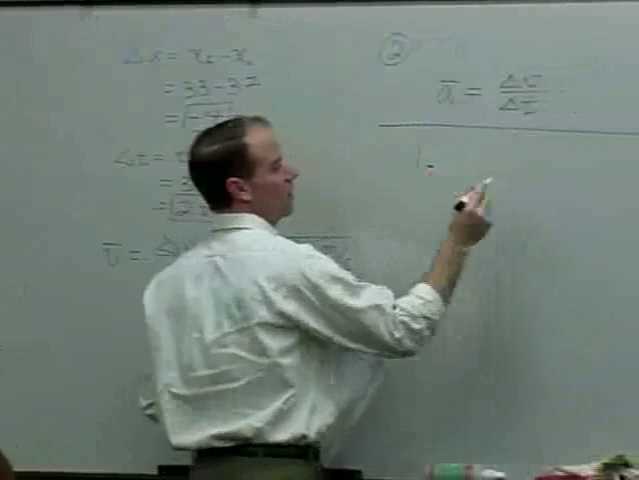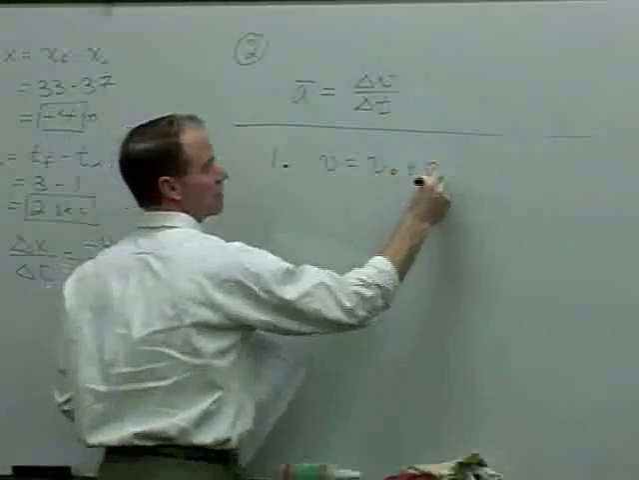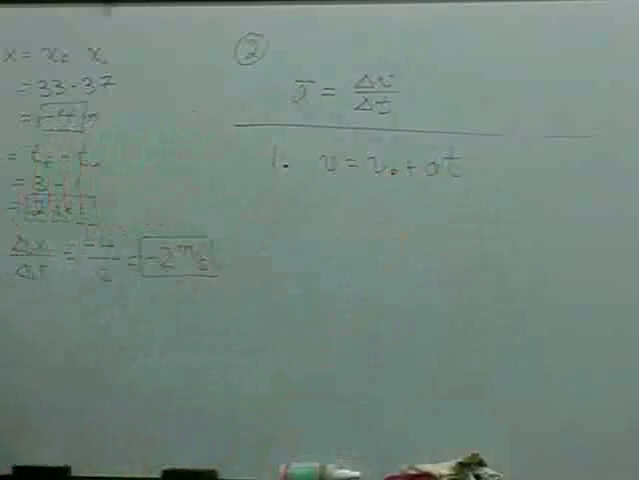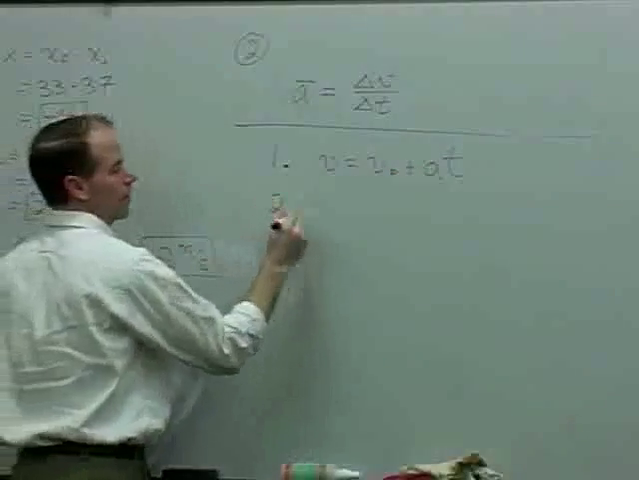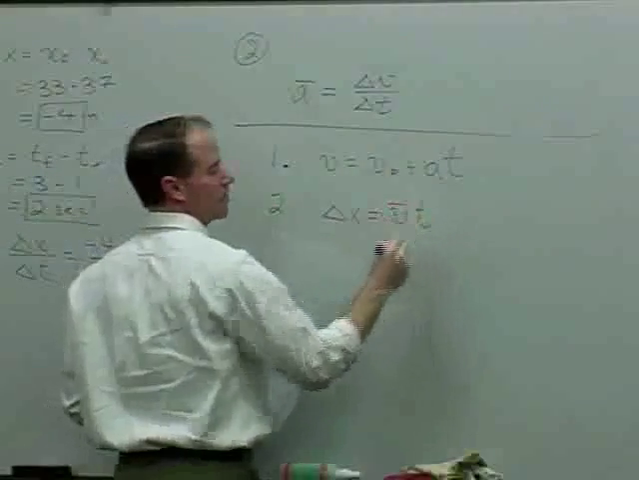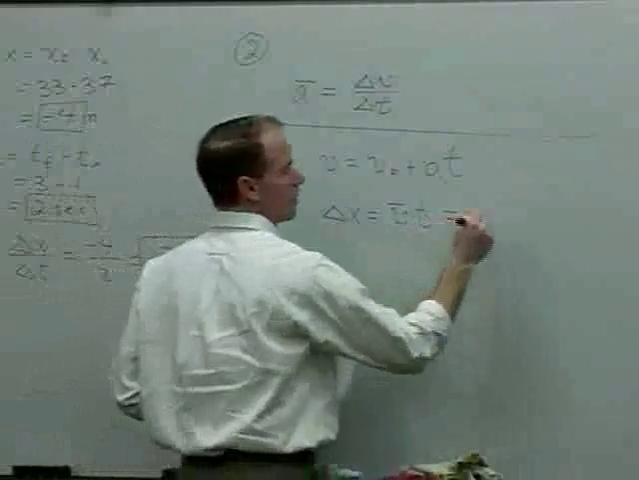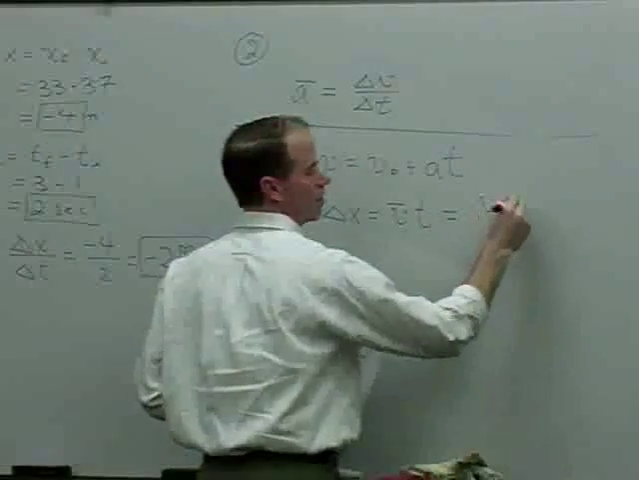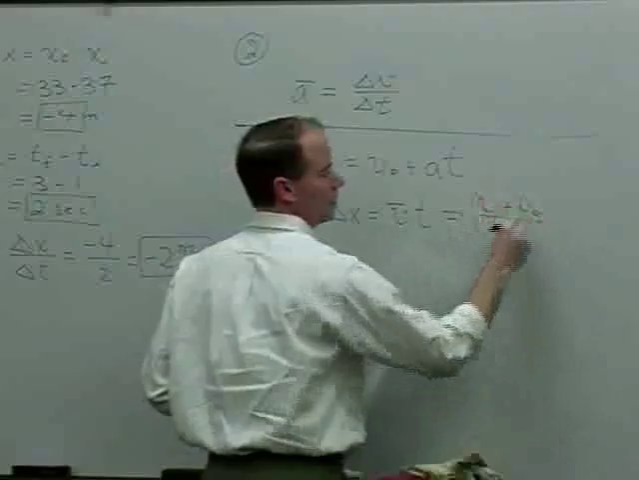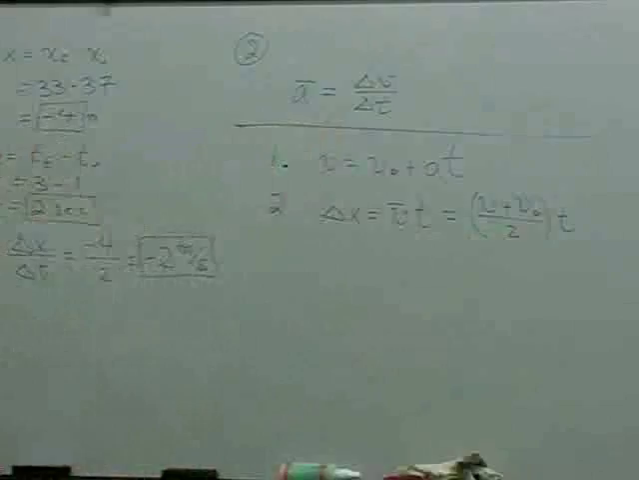First one was final velocity equals initial velocity plus acceleration times time. Second one, displacement equals average velocity times time. Just kind of a rewriting of this definition. Or we could write this average velocity as final velocity plus initial velocity divided by 2, times time. So that's average velocity as well, final plus initial divided by 2, at least under constant acceleration.